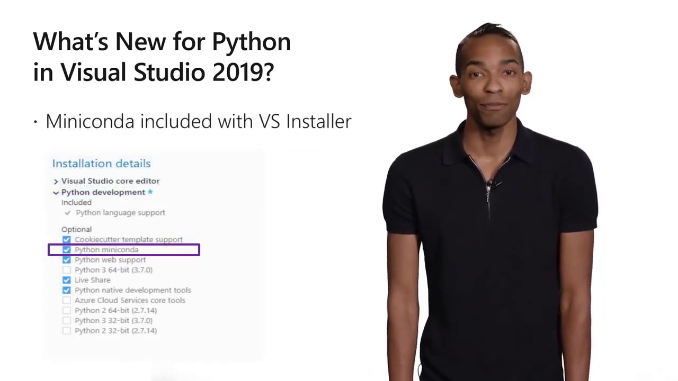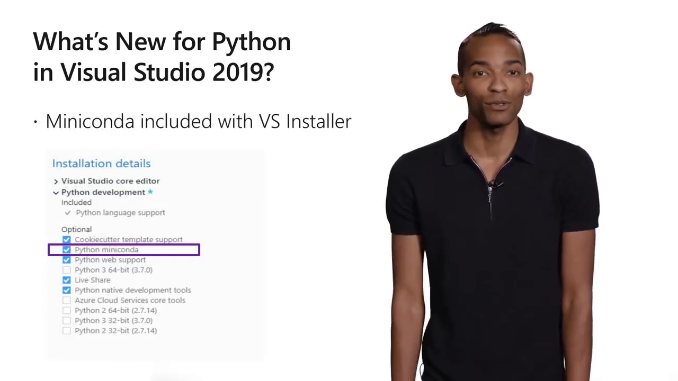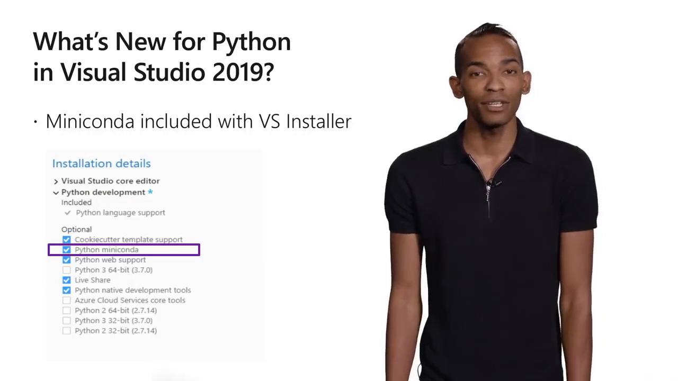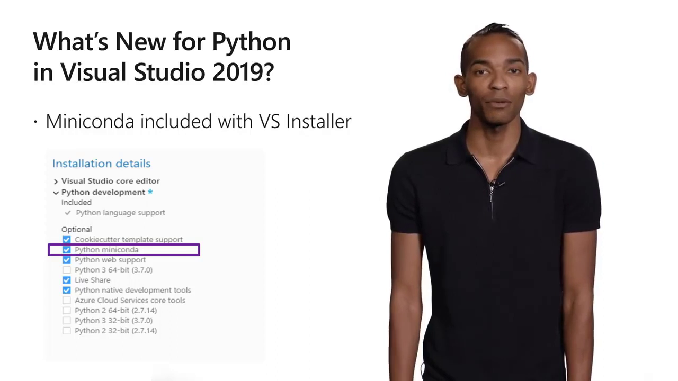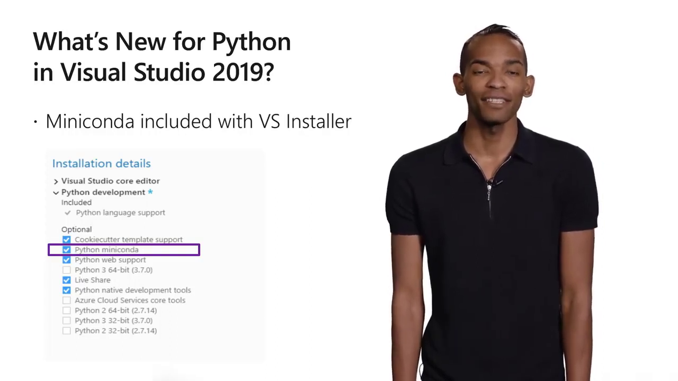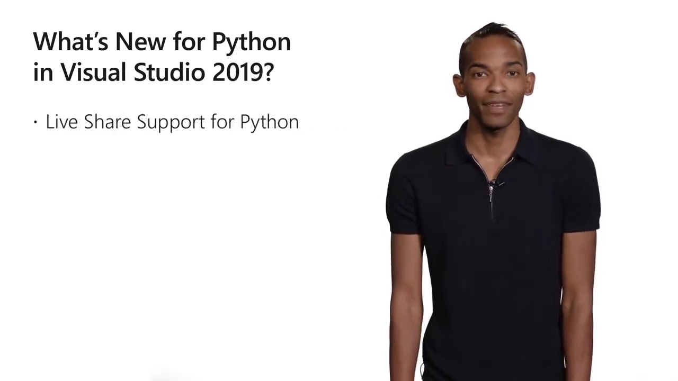We now include Mini-Conda by default within the Visual Studio installer. This decreases installation times, enabling you to get started more quickly with your code and to create Conda environments without the need to install Anaconda. And finally, in this release of Visual Studio, you can now use LiveShare to share your Python files with your peers and collaboratively work with them to debug your code. But showing is better than telling, so let's dive in and explore these new features.